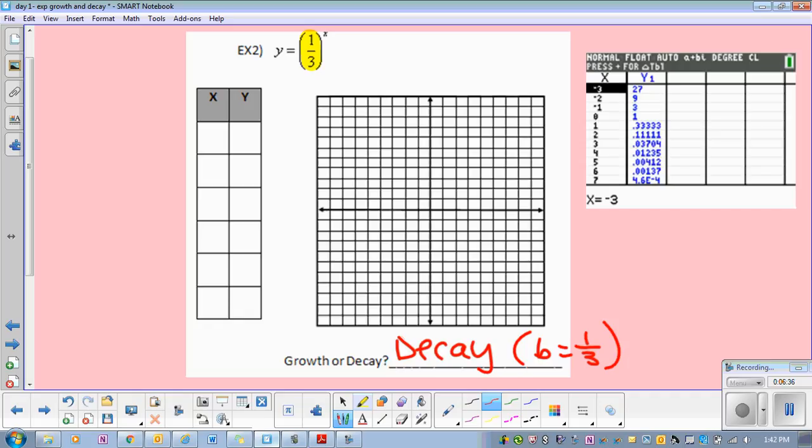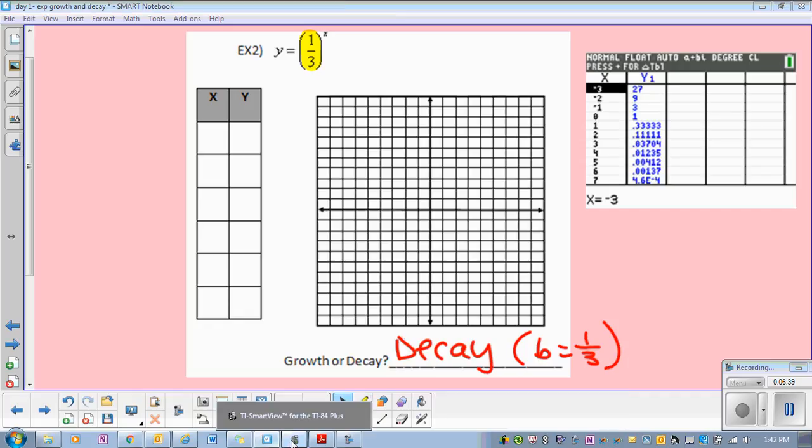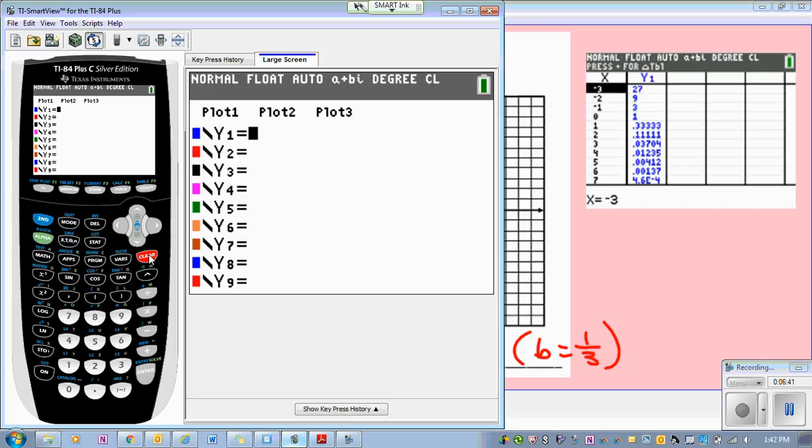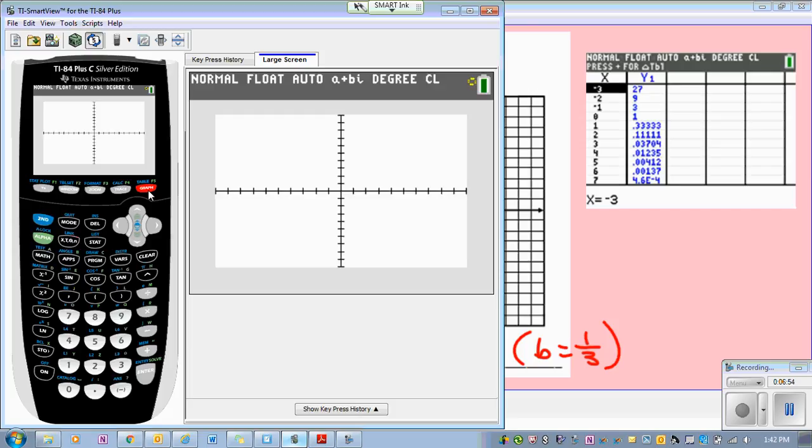So let's put this into the calculator. I'm going to put 1/3 in parentheses because I think it just looks better, to the x power. Now let's go to graph. You see how the right arm is going down towards an asymptote? And it looks like it's getting stuck. Where does that asymptote look like it's at? 0. Yeah.